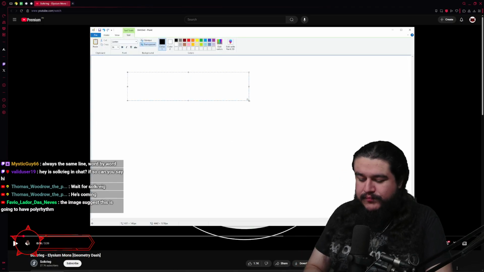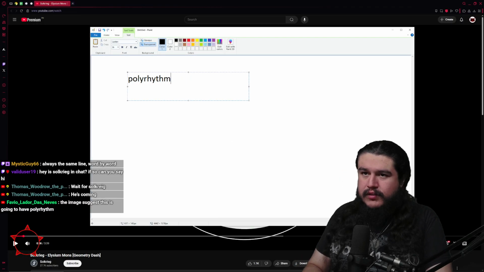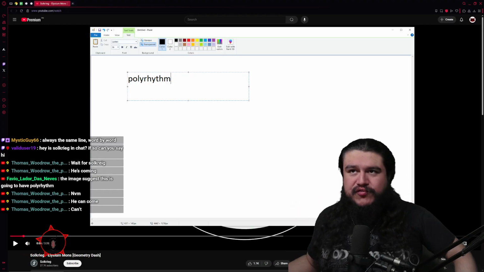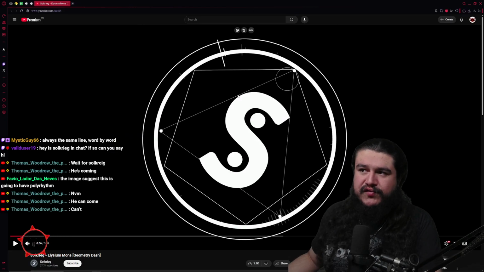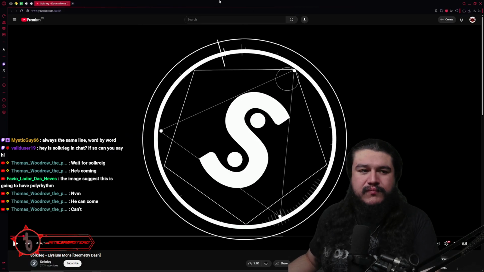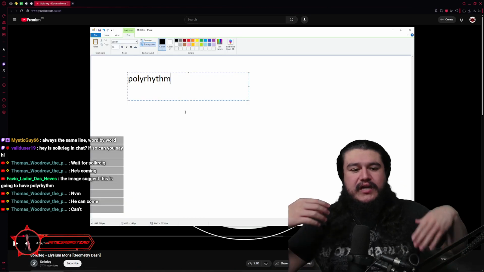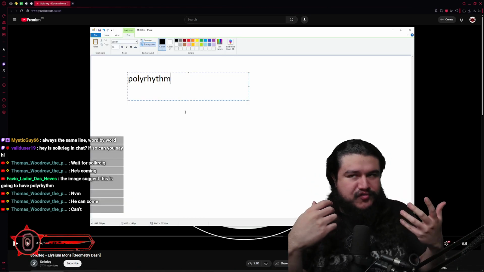So a polyrhythm means rhythm against rhythm. There are many types. In this case, this diagram represents a 3 against 5 polyrhythm. I don't know how to do that one right now, but basically it's the idea that you have more than one rhythm going on at the same time.